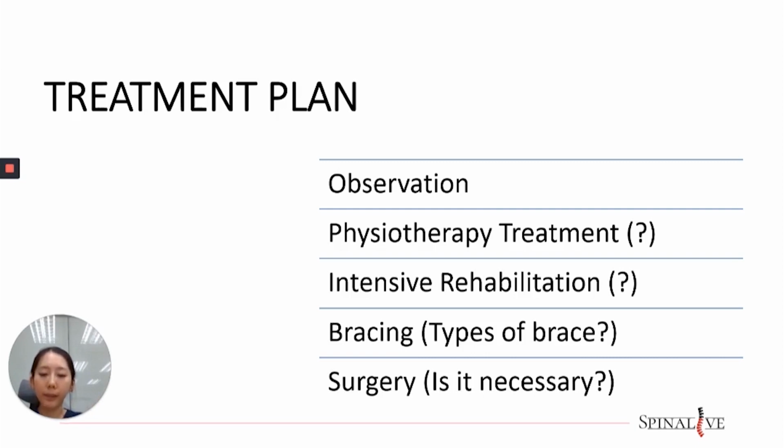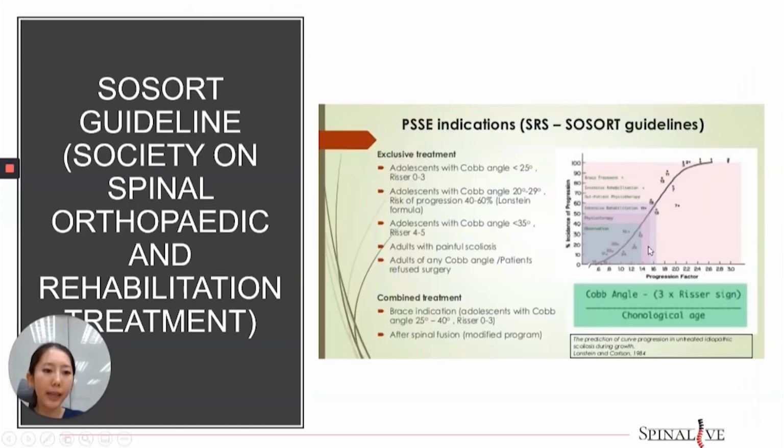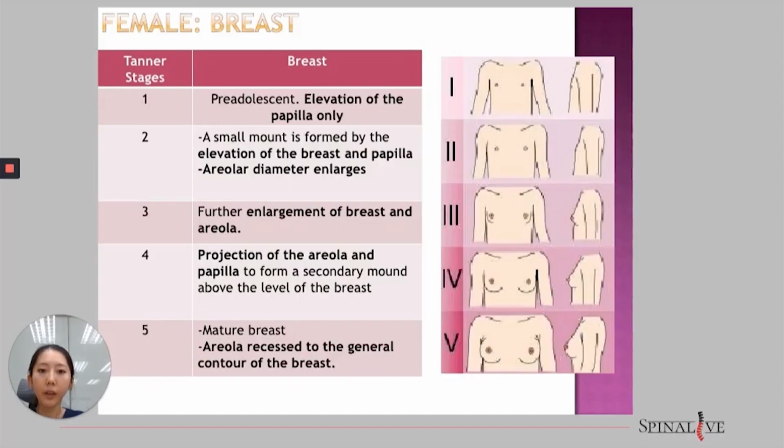And also bracing. Which category of patient requires bracing? As we go back to this chart, you'll see anything from 1.6 plus or 7 and above would be a brace candidate. Another one would be the Cobb angle. What would be the recommended Cobb angle? 25 degrees and above, or some as young as 20, depending on the Risser sign.